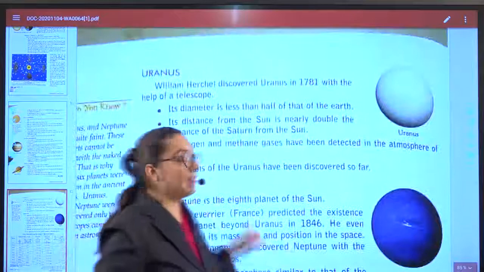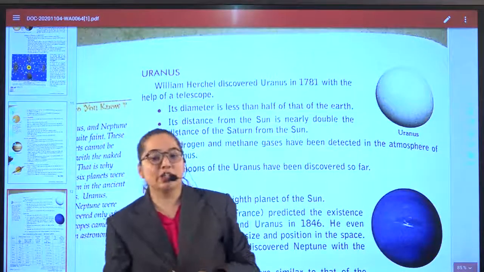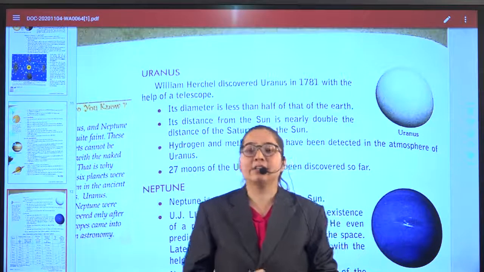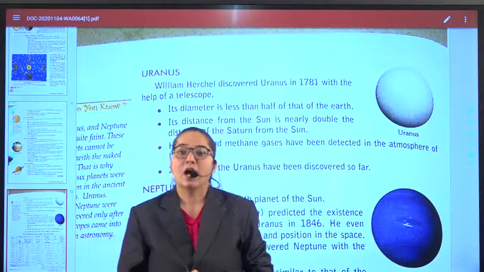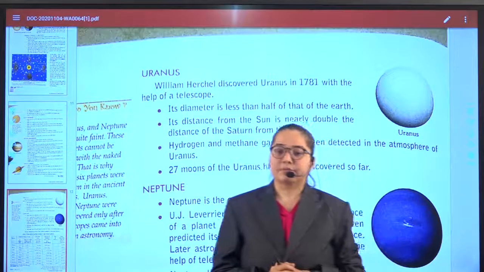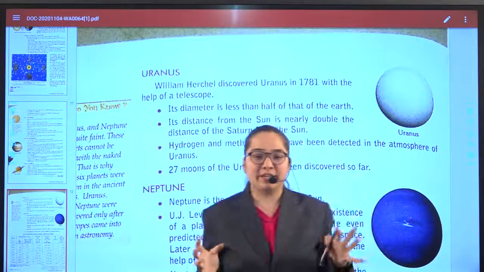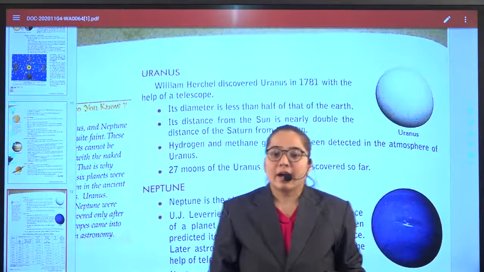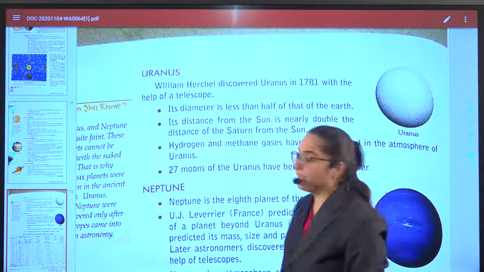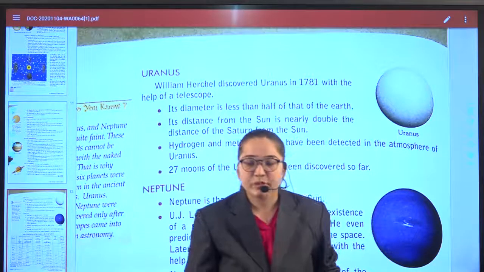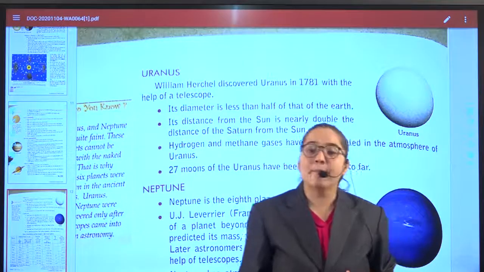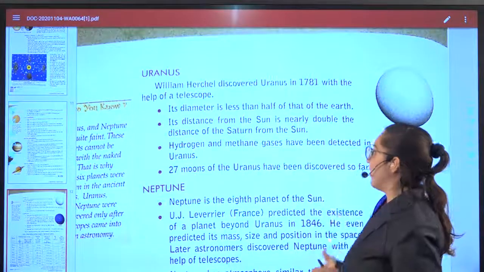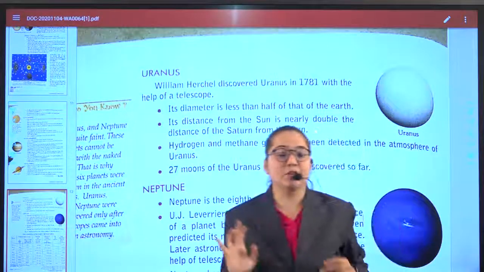Moving on, the next planet, Uranus. It was William Herschel who discovered this planet, Uranus, with the help of a telescope, and he gave the information about it in 1781. If we talk about its diameter, it is less than half of the diameter of the Earth. Its distance is again nearly double the distance between Saturn and the Sun. In its atmosphere mainly hydrogen and methane gases are found, and it has 27 moons which are discovered so far.